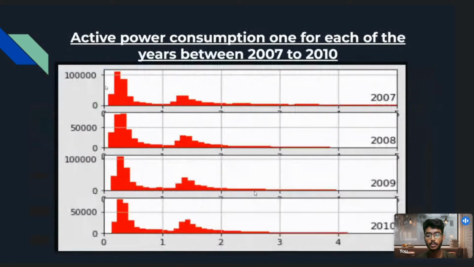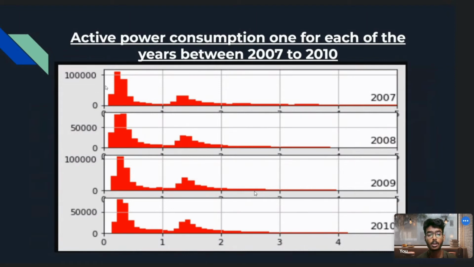Now, let's have a look at the distribution of the active power across the years. The distribution across the years looks almost similar. From the graph, it is evident that it has two peaks, with one peak around 0.3 kilowatt and another peak around 1.3 kilowatt. And there is a long tail distribution on higher kilowatt values. Also, we see that each year the graph shows similar behavior over 4 years, showing two peaks every year.